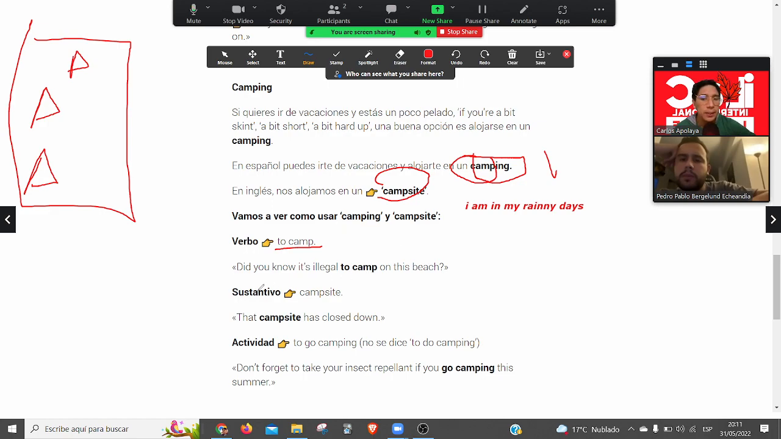For example, did you know it's illegal to camp on this beach? Acampar. ¿Ok? Campsite es el lugar. The campsite has closed down. Y la actividad, ¿no? To go camping. Nunca vas a decir to do camping. Vamos a hacer este camping. No, no, no. Go camping.